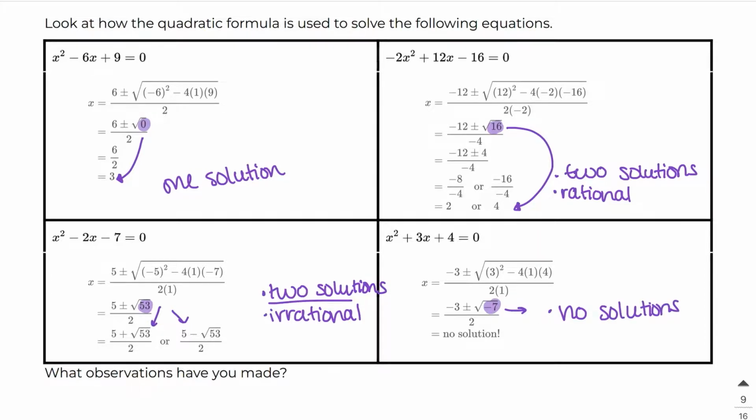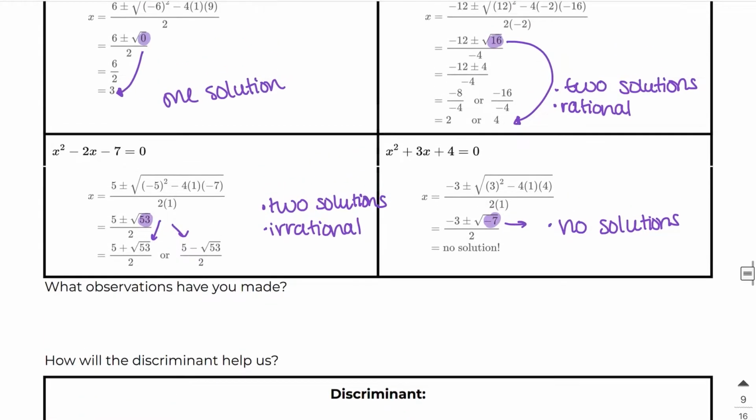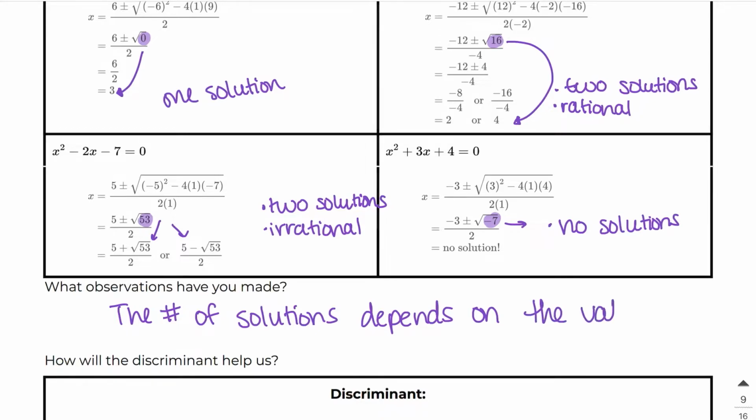So what's in common with the two solutions that we got here? What's in common is that the values are positive. When we had one solution, we had 0 under the square root, and then we had no solutions when we had a negative number under the square root. Okay, what observations have you made? The number of solutions depends on the value under the square root. And that value is called the discriminant.